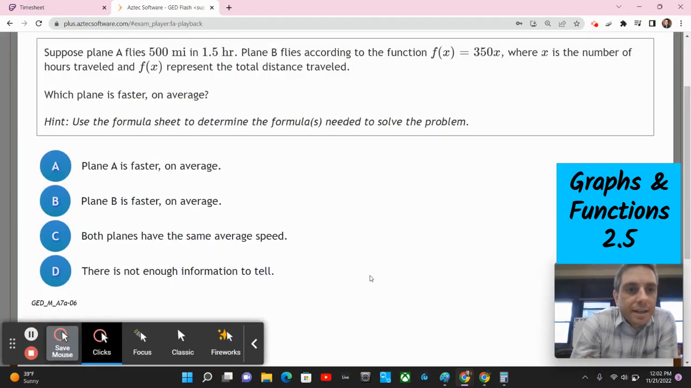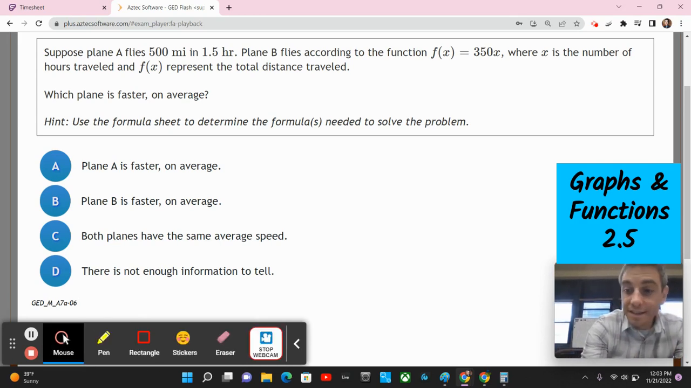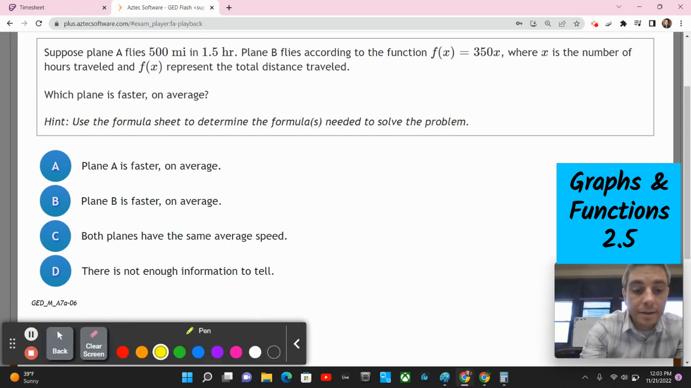Suppose plane A flies 500 miles in 1.5 hours. Plane B flies according to the function f(x) equals 350 times x, where x is the number of hours traveled and f(x) represents the total distance traveled. Which plane is faster on average? Okay, this can be a pretty quick question. Maybe not a 10-second question, but pretty quick.